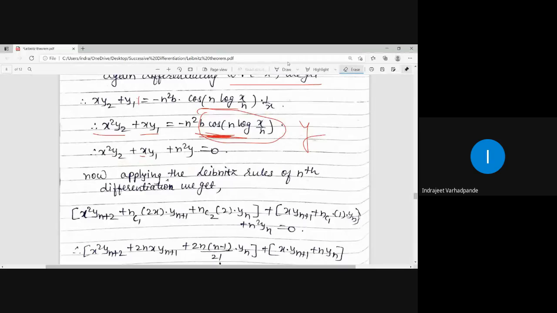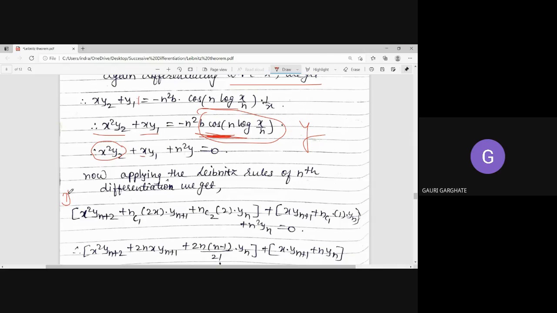What will be the step over here? Can anybody tell me how to apply the Leibniz theorem to this? What will be the step to be written? Someone from you tell me, so far I have explained, now tell me first what to write here.